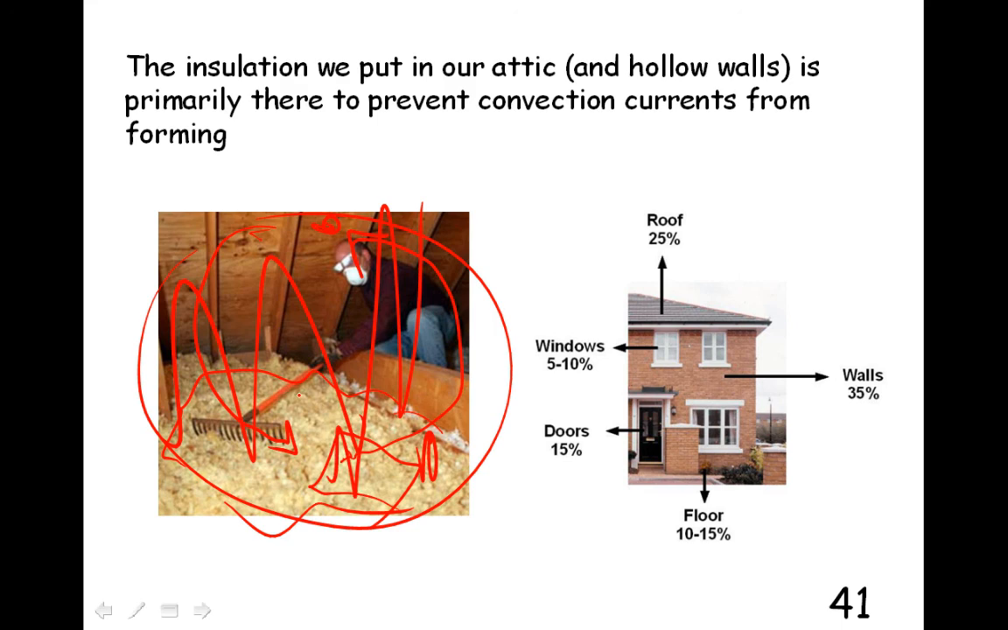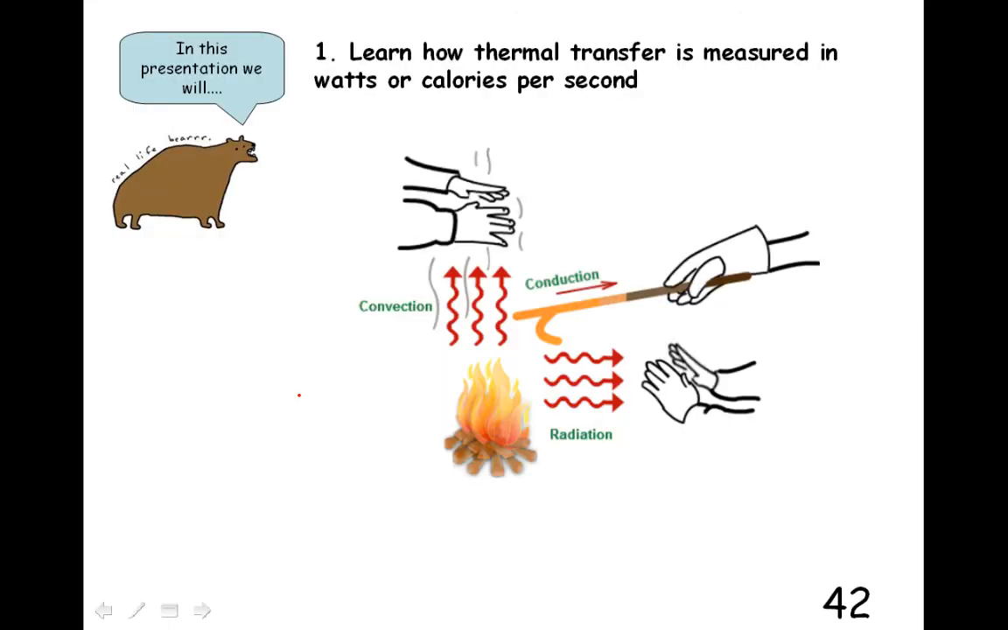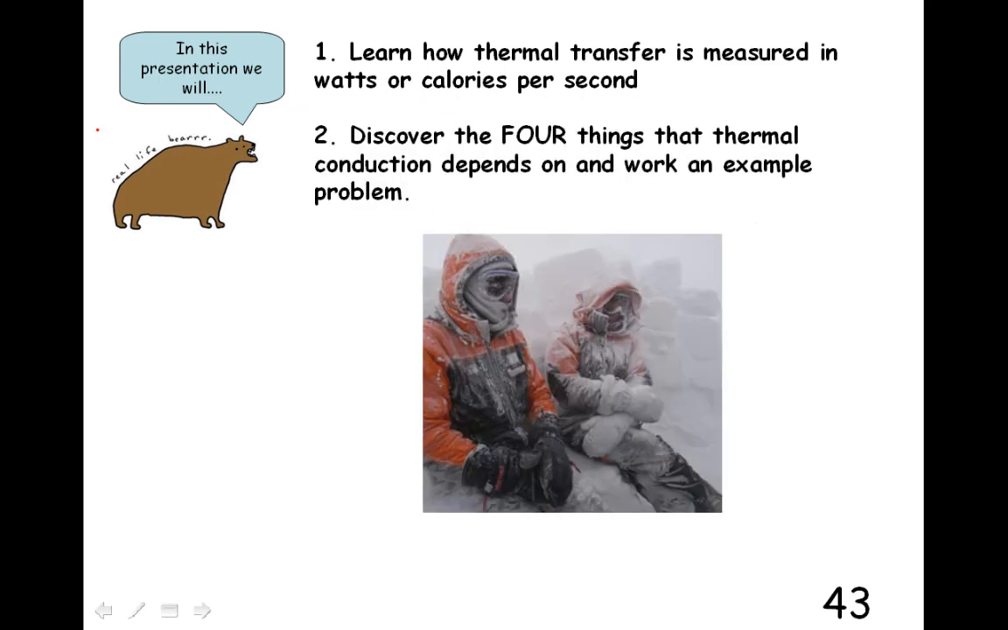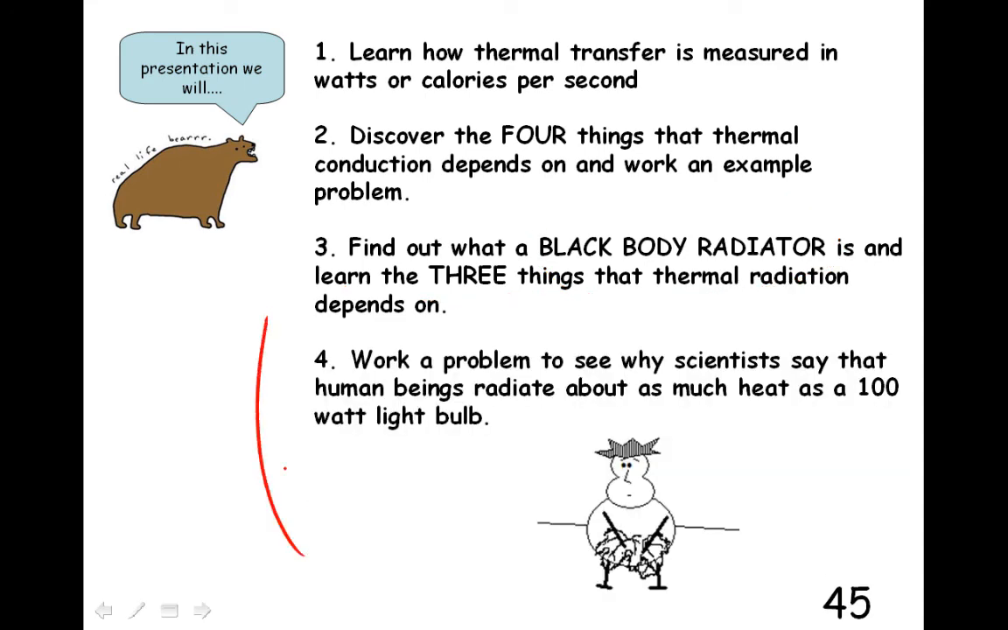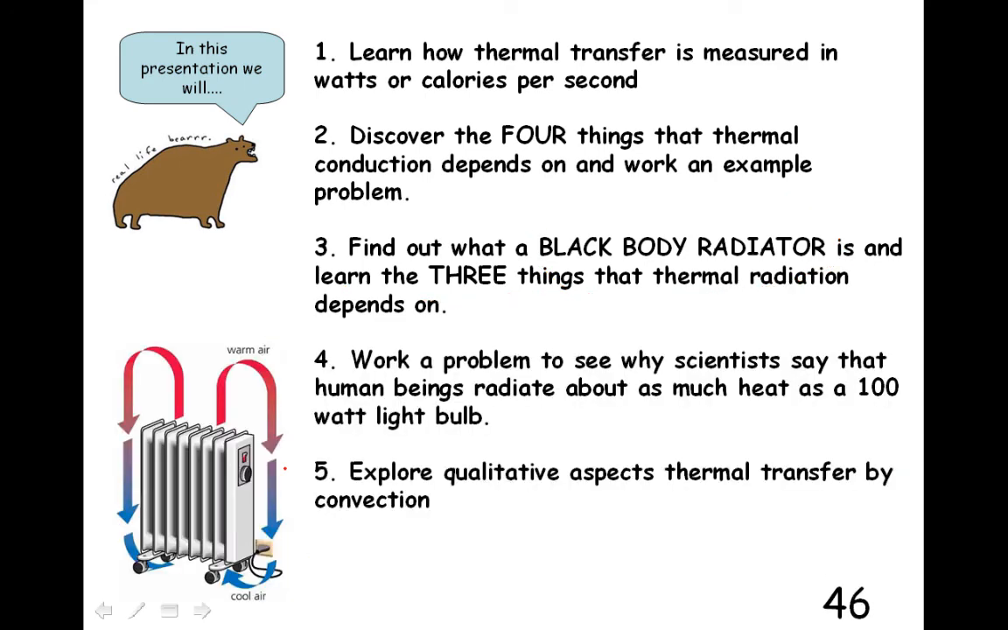Well, what did we do today? We learned how thermal transfer is measured in watts or calories per second. We discovered 4 things that make thermal conduction happen. We found out that everything above absolute zero is a black body radiator, and there are 3 attributes that affect how much it's radiating. We worked that interesting problem, and we explored qualitative aspects of thermal transfer by convection.